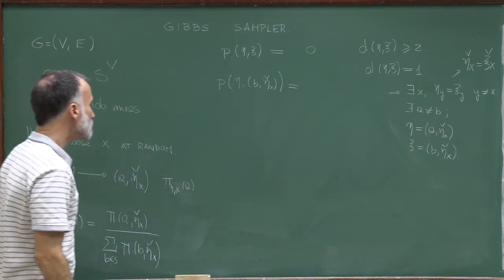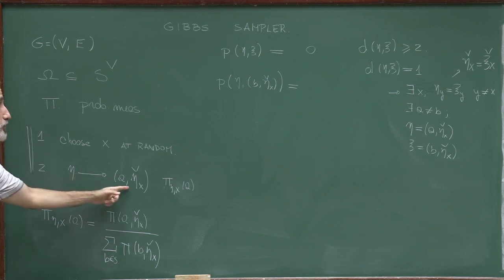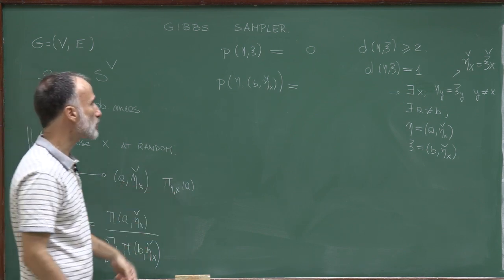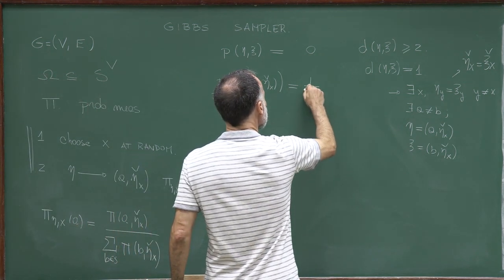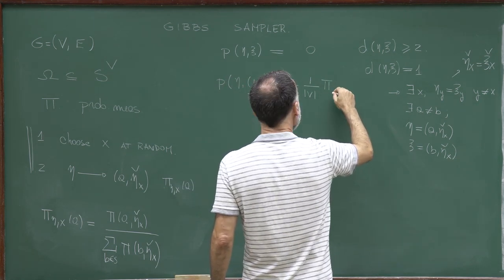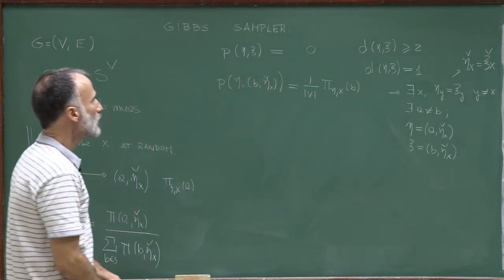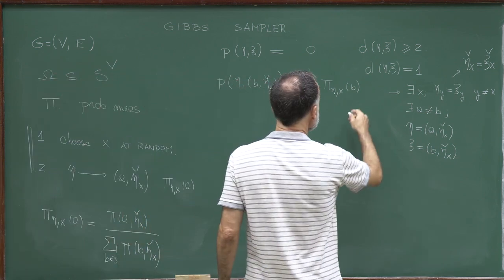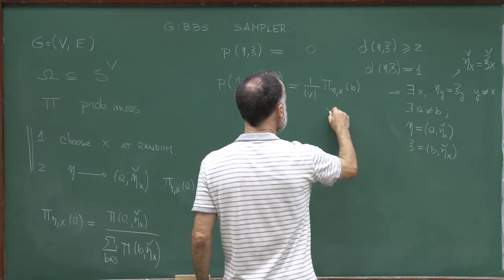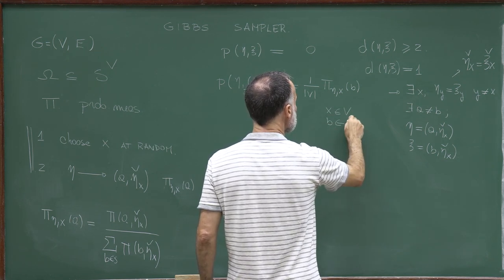And what is this probability? Well, first I need to choose x, and this happens with probability 1 over v, and then I have to move from eta to this new configuration, and this happens with this probability. So this is 1 over v, and this is the probability p eta x b. And this is for all x in v, and for all b in S.